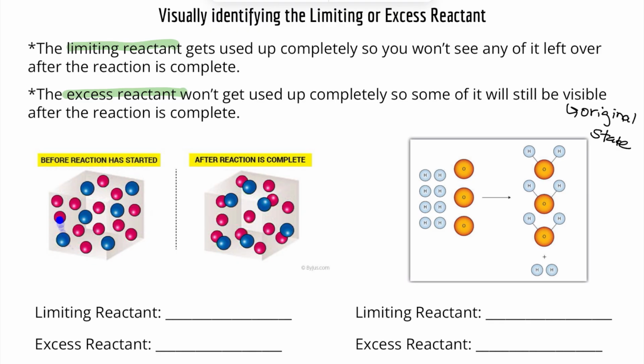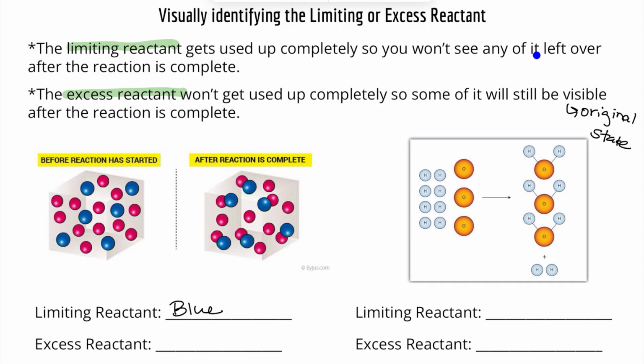But before the reaction, we have our blues and our pinks. After the reaction, we have our blues and our pinks that are joining up, but what limited more of those from happening is that we ran out of the blue. So our blue is the limiting reactant. Notice that that limiting reactant gets used up.